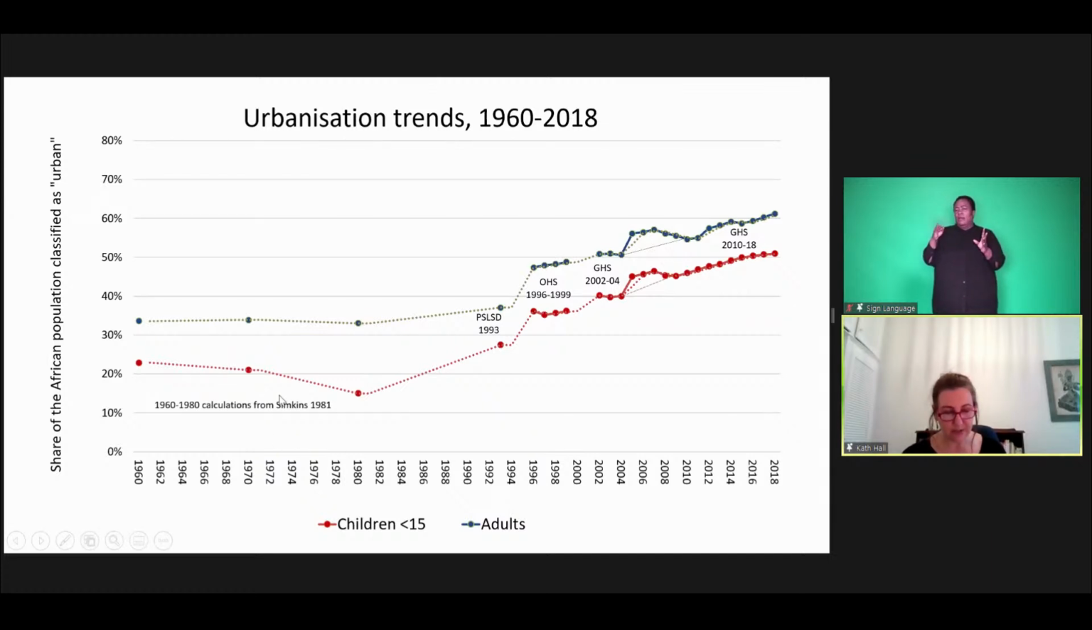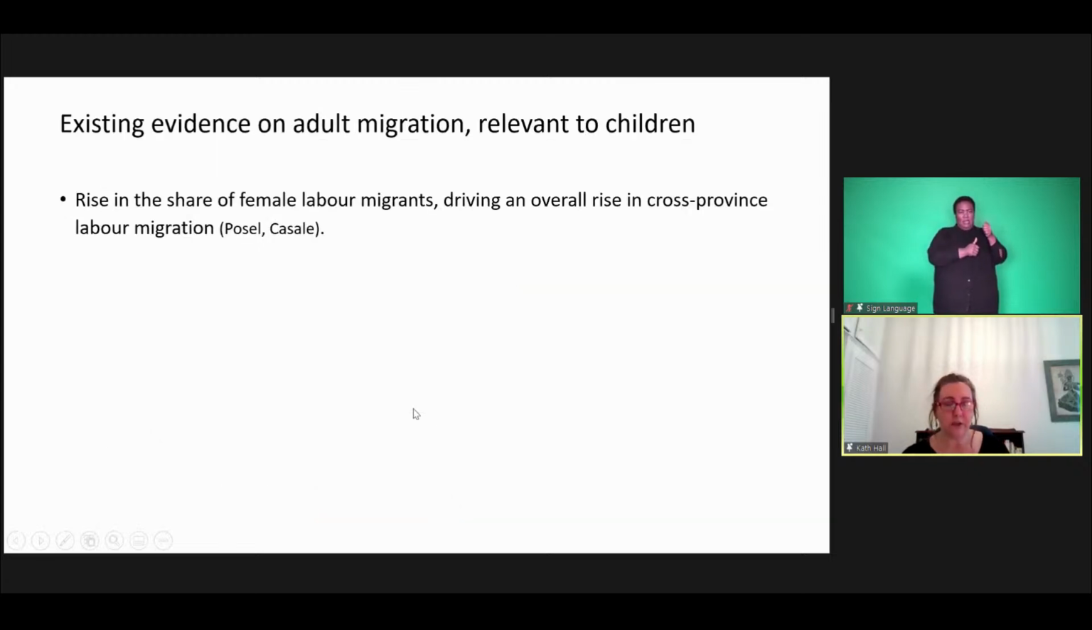So in numeric terms, the homeland policy was extremely effective at keeping the majority of African children out of white South Africa at the time. And the trend towards greater urbanization started somewhere between 1980 and 1993 as more adults moved to town. And although the share of children in urban areas has increased too, child urbanization rates lag still considerably behind those of adults.